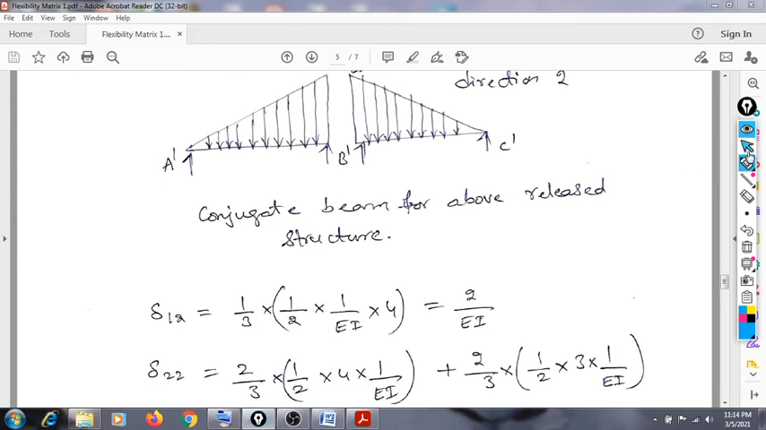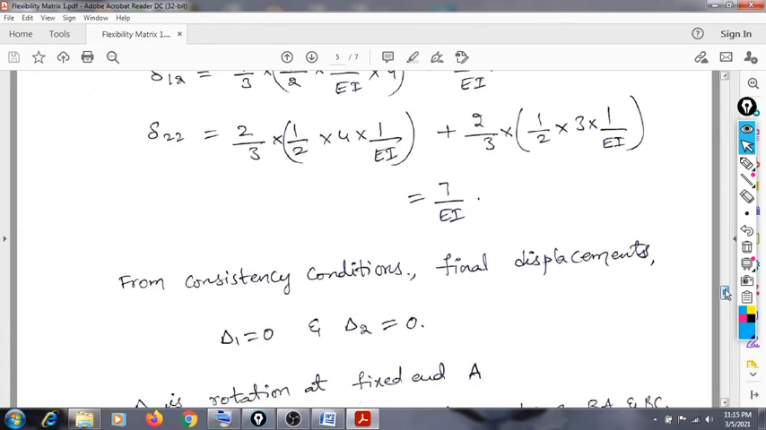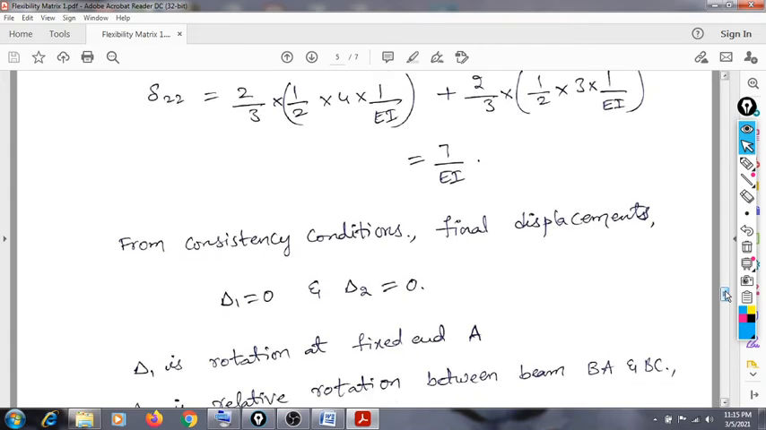And next, moving on to the next part, we have 7 by A and 2 by A. From the consistency conditions, the final displacements delta 1 and delta 2 will be 0, because there is no settlement as given in the question. In the question they haven't given any drop down or any deflection like that. So we are taking delta 1 and delta 2 as 0 here.